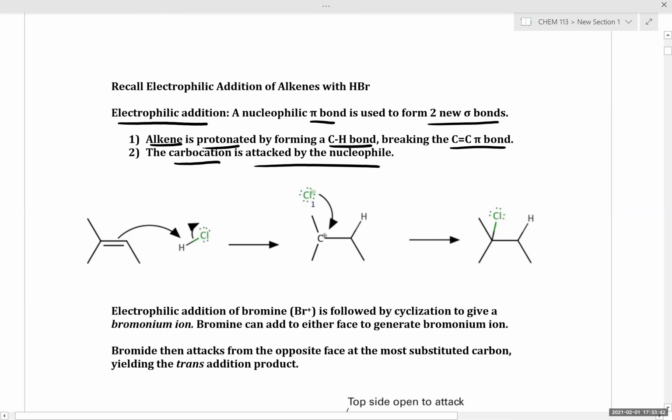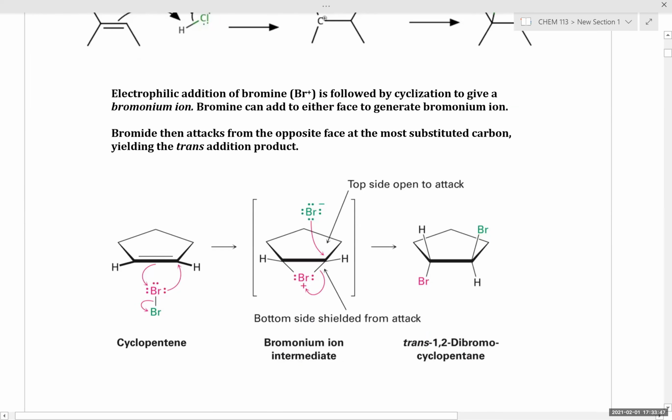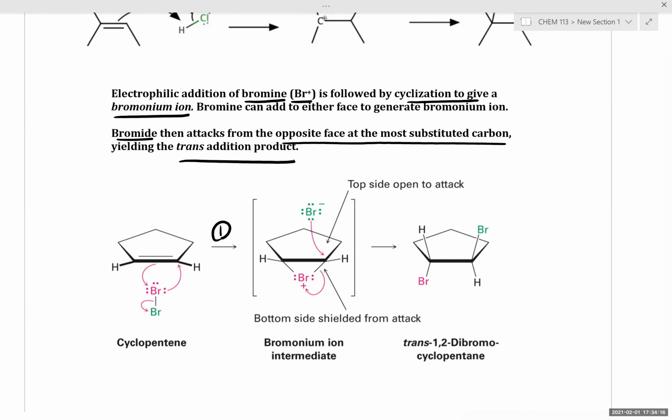Okay, so if we look at another electrophilic addition variant, such as the electrophilic addition of bromine as a Br plus equivalent, we end up with cyclization to give a bromonium ion, followed by addition of bromide from either face. So we make our bromonium ion, that's this first step here. And then bromide attacks from the opposite face at the most substituted carbon to yield the trans addition products. So these are the common addition mechanisms that you've seen from the previous organic course.